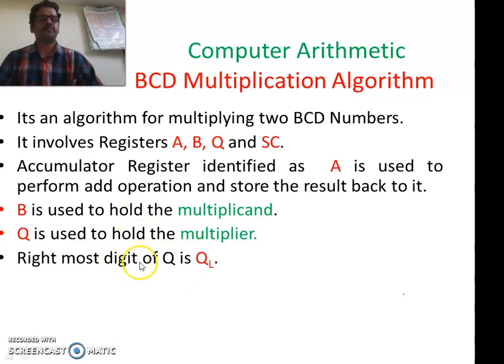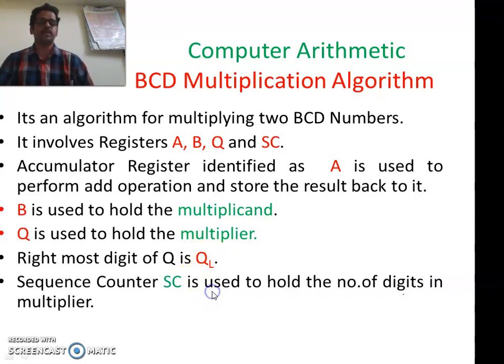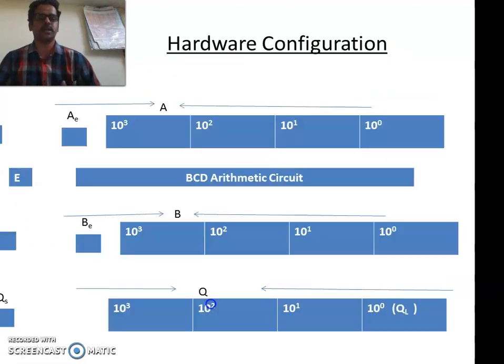The rightmost digit of the Q register is QL. This is very important to note down because the entire algorithm is based on the value of QL. Next, the sequence counter holds the number of digits in the multiplier, or the number of digits in the Q register. The process is repeated until the sequence counter reaches 0. This is the hardware configuration of our BCD multiplication algorithm.